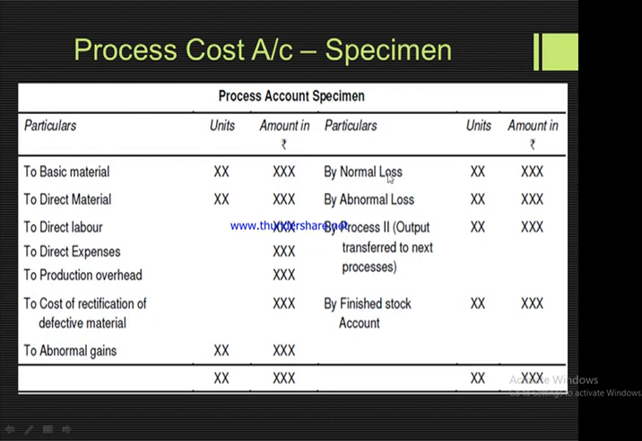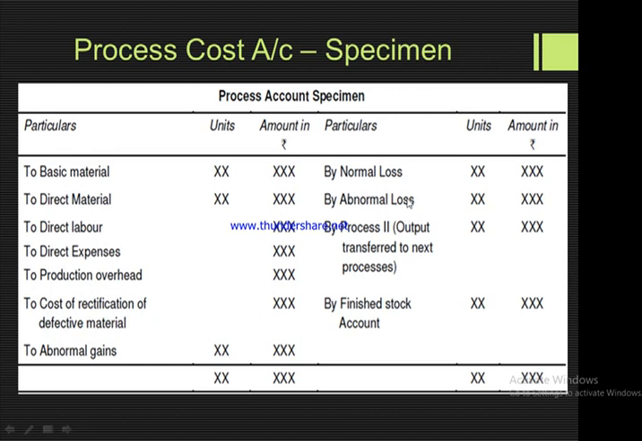On the right hand side, if you see, we have something called by normal loss. Depending upon the kind of product under consideration, the product may have a normal loss. If the nature of the product is evaporating, or the product is of oil extracting business, there may be some amount of normal loss by and large, which is quite common. And there is also something called abnormal loss. Sometimes because of reckless handling or carelessness on the part of the workers, or because of negligence, you may end up with abnormal loss.